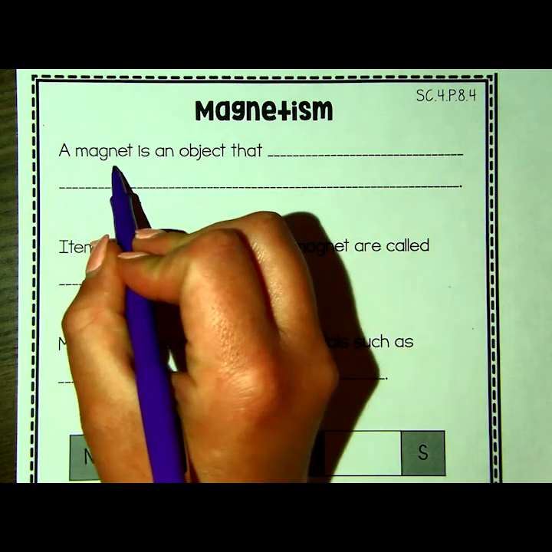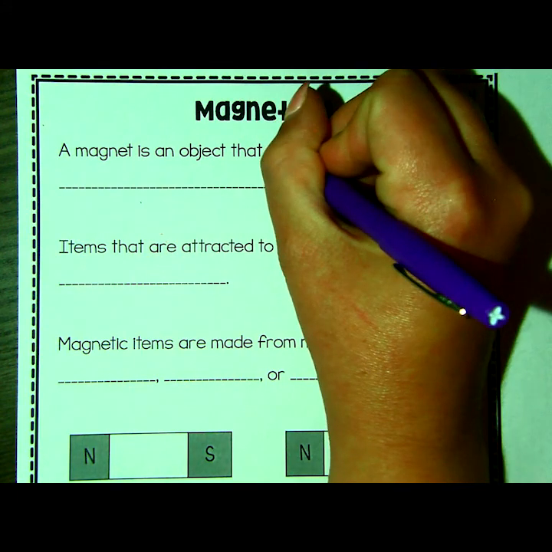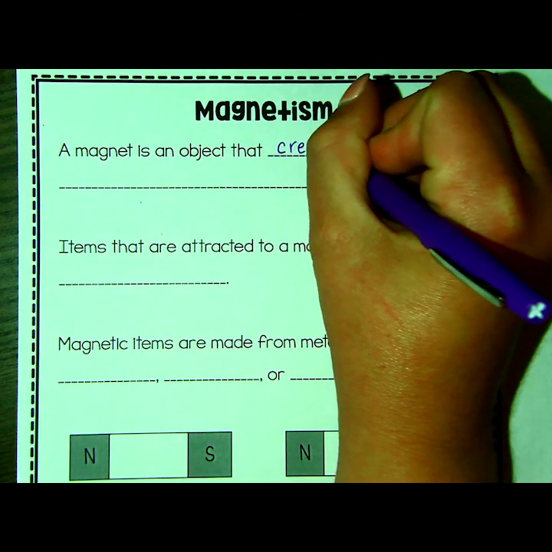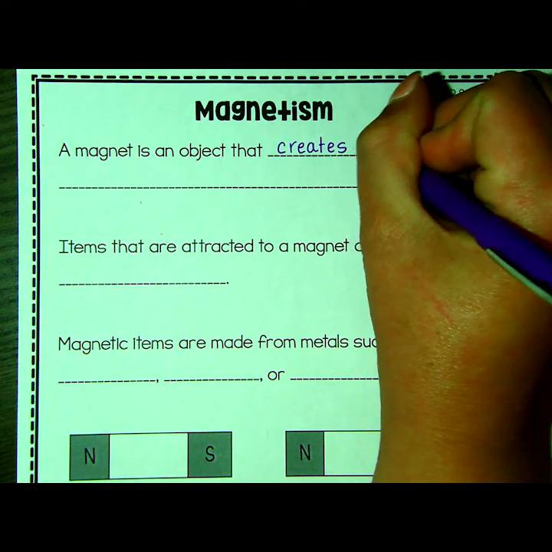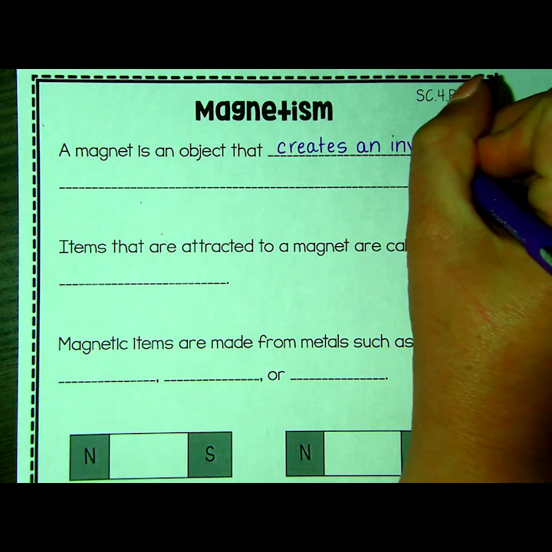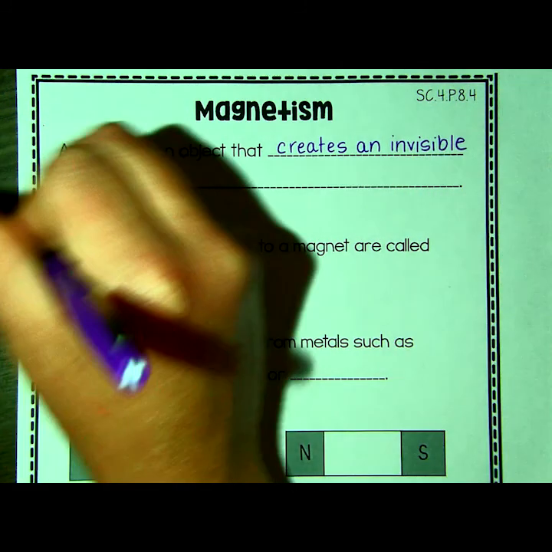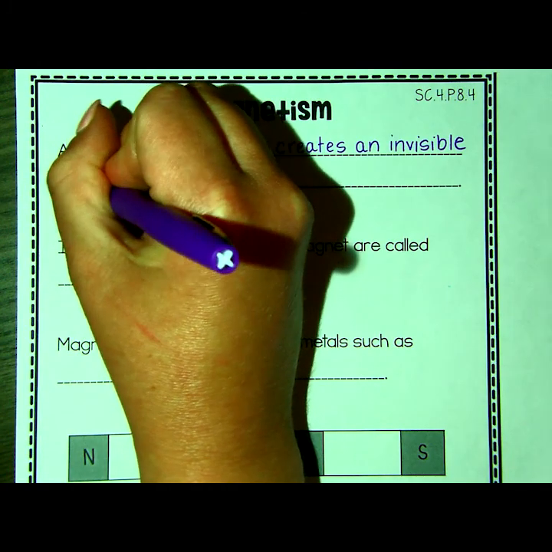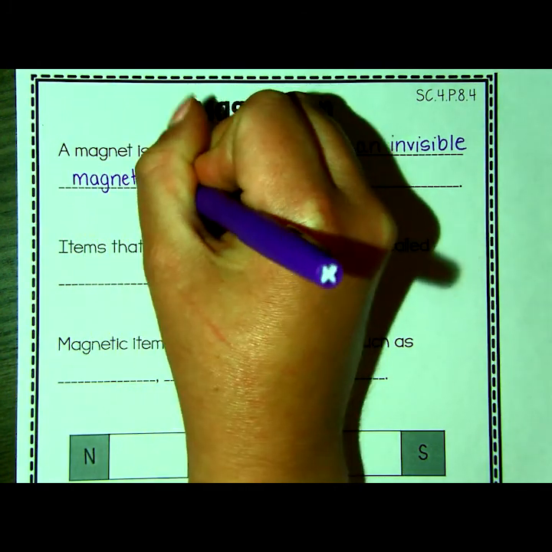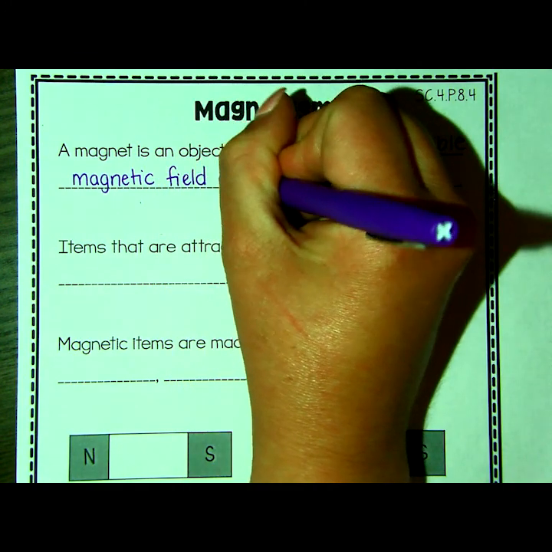So a magnet is an object that, and he told us, creates an invisible, so we can't see it, magnetic field around them.